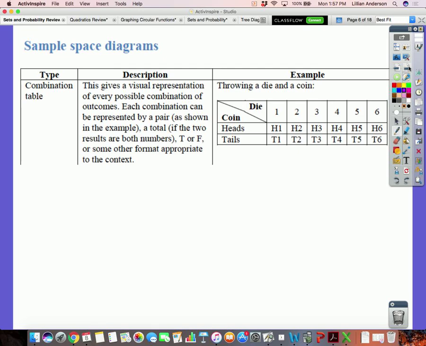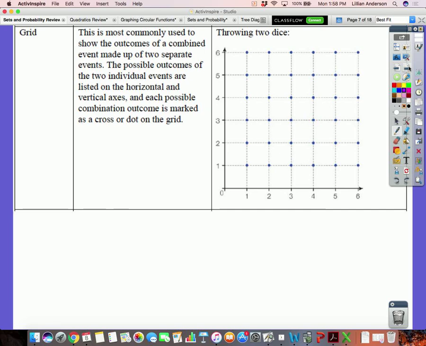These are the different types of ways that your information can be portrayed to you. You can have a combination table, okay? So, prime example, they tell you that you're flipping a coin and you're rolling a die, okay? And that is an example of a sample space that represents the different outcomes that you can have. You can have a head in every single one of the die possibilities, or you can have a tails in every single one of the die possibilities. You can also have this. It's a grid to represent that, not so much numerically, but more visually, okay?